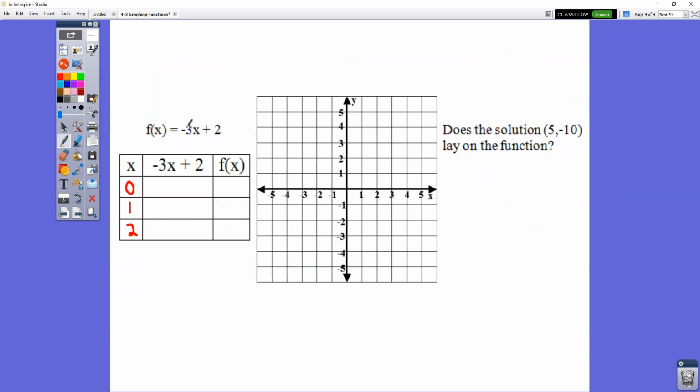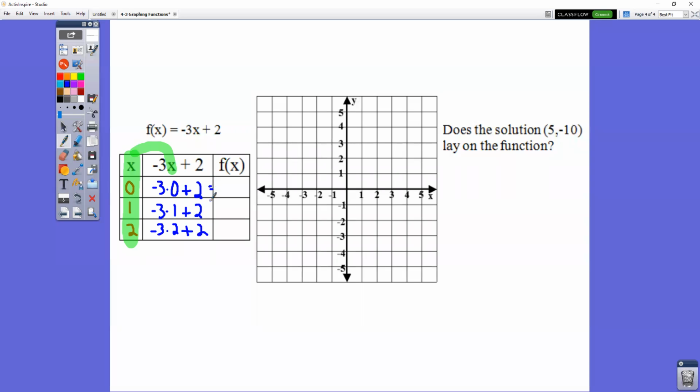All right, last one. This one has a negative sign out in front of it. So I want to do one negative example. Again, we're going to take our x column and sub it in for x, just like we did yesterday. So instead of -3 times x, I have -3 times 0 plus 2. Instead of -3 times x, I have -3 times 1 plus 2. Instead of -3 times x, I have -3 times 2 plus 2.